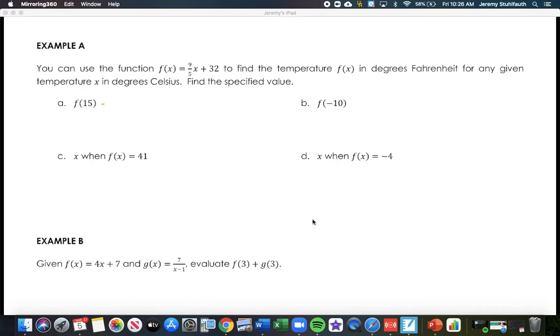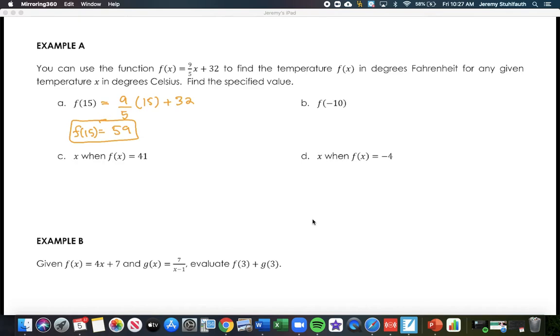So to find f of 15, that means plug 15 in for x. So that would be 9/5 times 15 plus 32. And that would be equal to 9 times 3 is 27. 27 plus 52 is going to be 79. Oh, small mistake. I said 27 plus 52. It's going to be 27 plus 32, which is 59. So f of 15 equals 59.